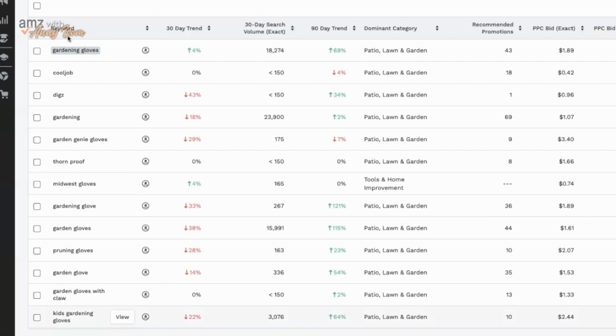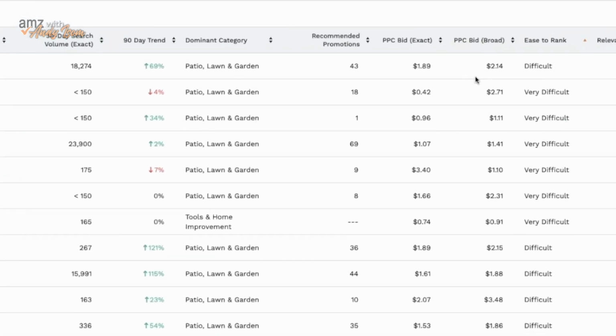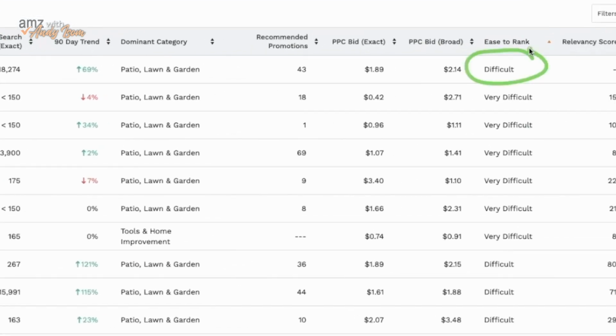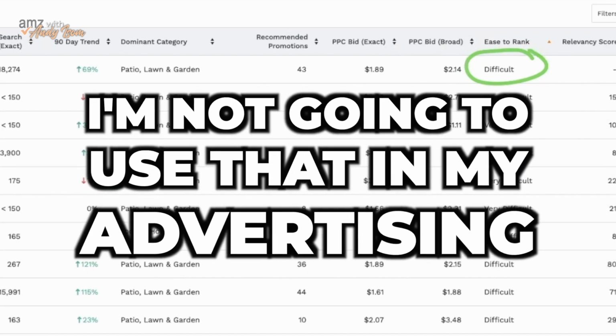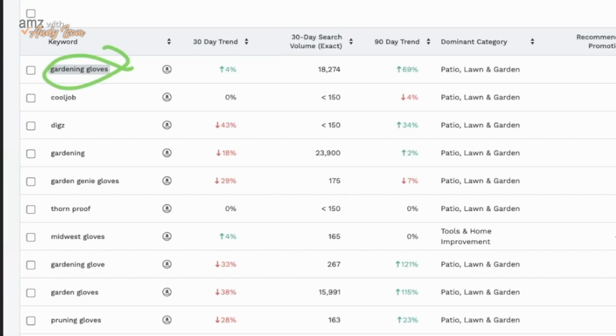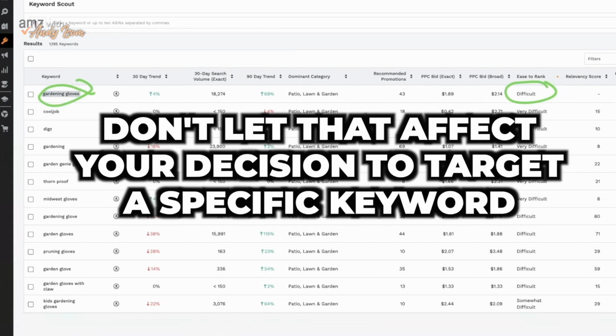For example, if I'm trying to sell gardening gloves and I see, oh, gardening gloves is difficult to rank, I'm not going to include that in my listing, or I'm not going to use that in my advertising, even though you're selling gardening gloves. You see what I mean? So don't let that affect your decision to target a specific keyword.